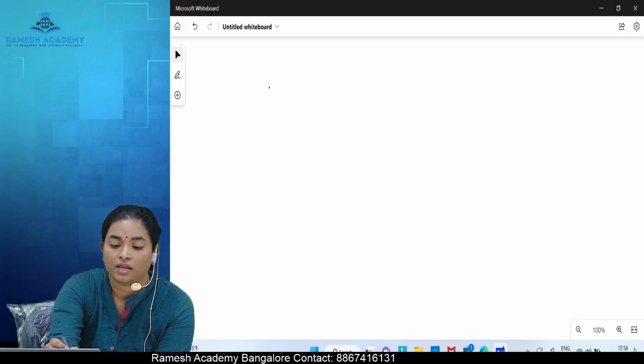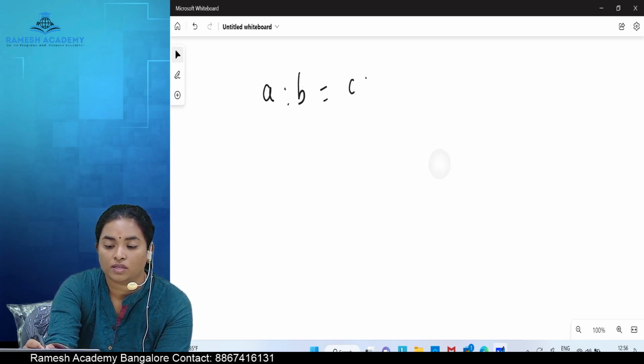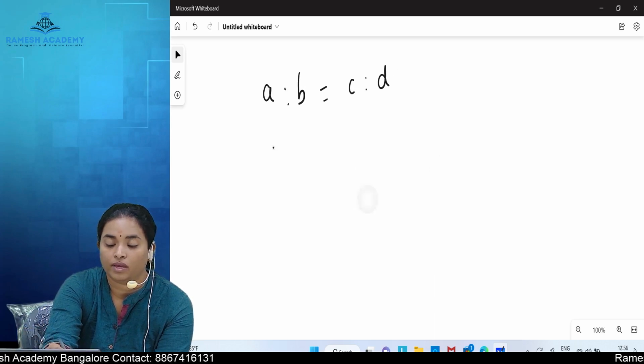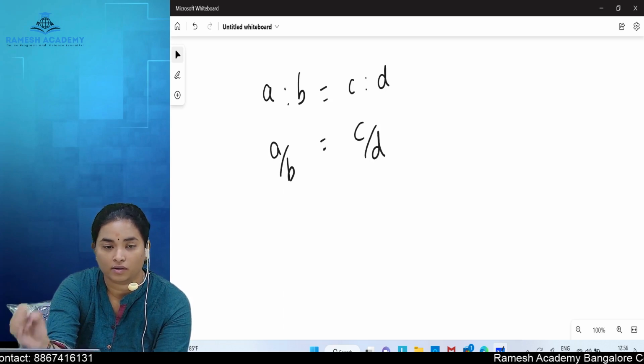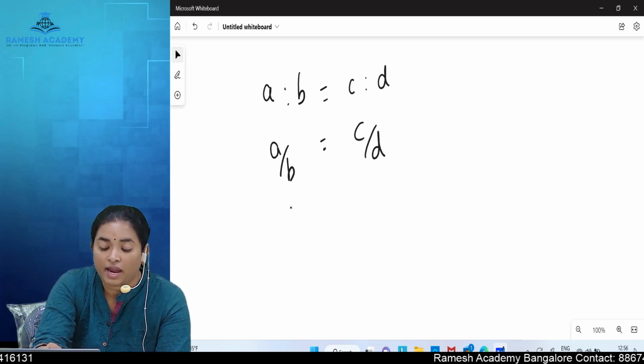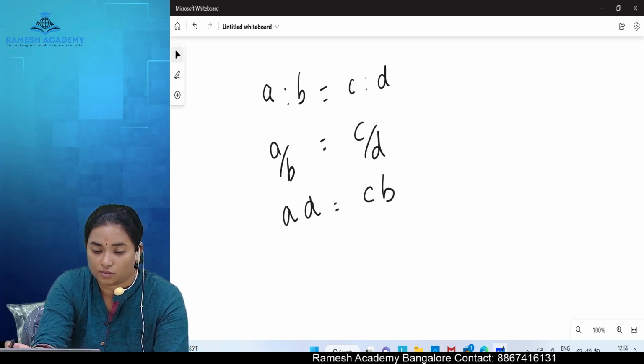What I said, A is to B is equal to C is to D. Then A by B is equal to C by D. They are equal proportions. And also AD is equal to CB. This is what I said.